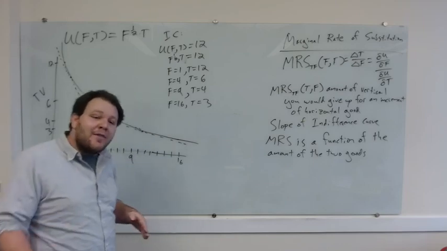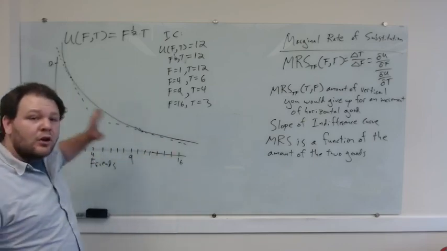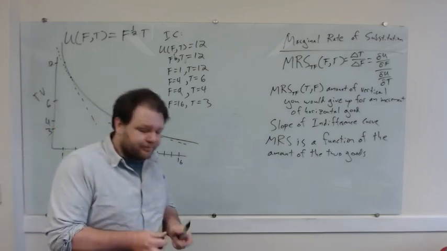And another way to think about this: the shallower the slope is at any particular moment, the more you value the horizontal good relative to the vertical good.